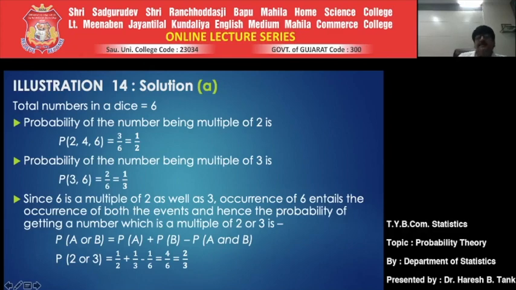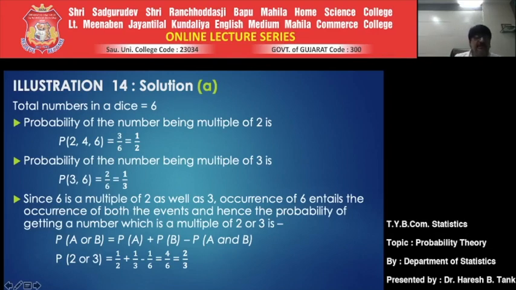Since 6 is a multiple of 2 as well as 3, the occurrence of 6 is the occurrence of both the events.